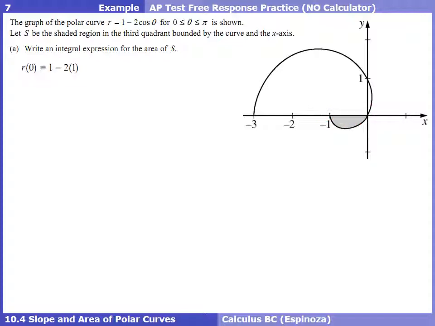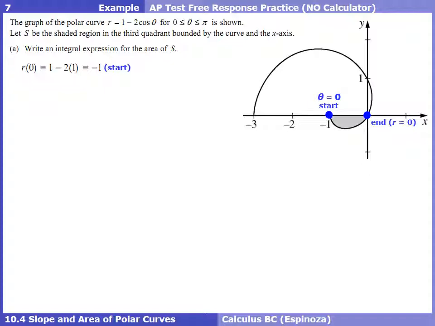So what we can do first is plug in 0 into our equation and see where this graph starts. R of 0 would be 1 minus 2 times cosine 0, which is 1 minus 2, or negative 1. So as it turns out, the start of this graph is right there when theta is equal to 0. So then how do we figure out where it ends? Well, what we need to realize is that at the pole, r is equal to 0.